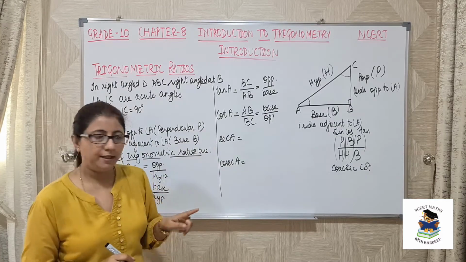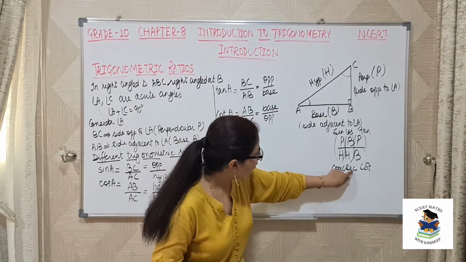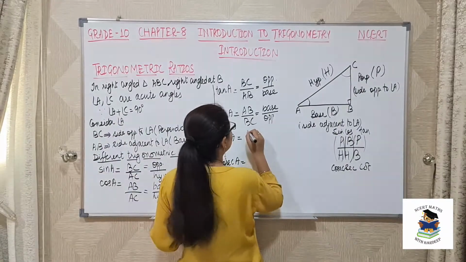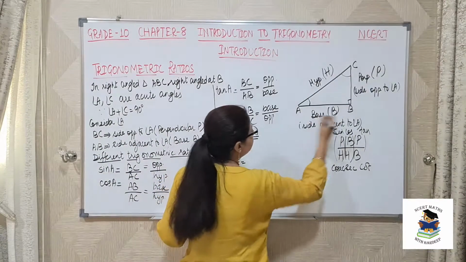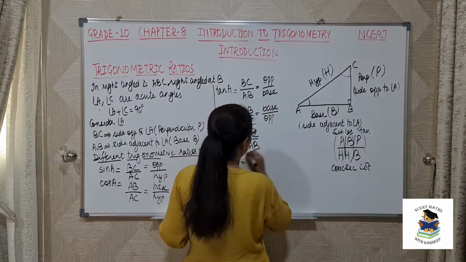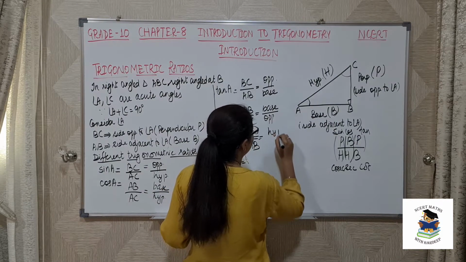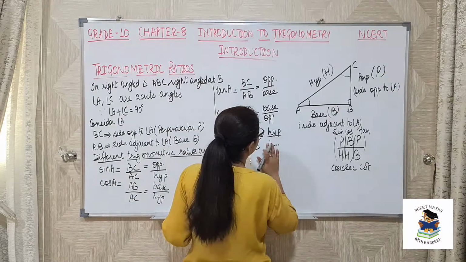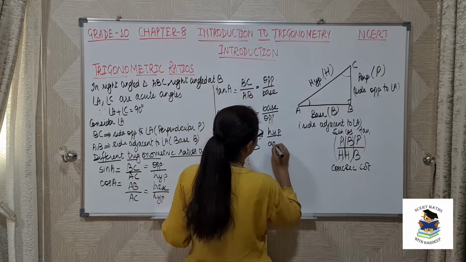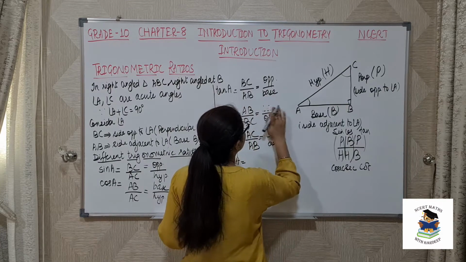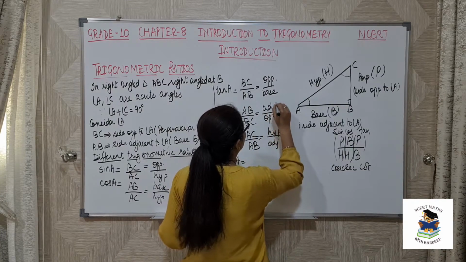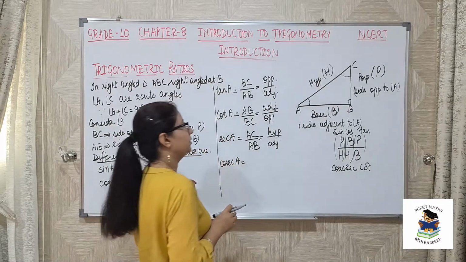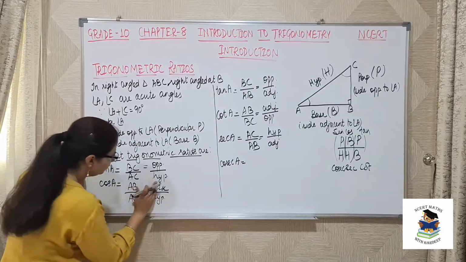Next is secant A. Secant A is hypotenuse over base. So hypotenuse is AC. Base is AB. Okay, so hypotenuse and base, sorry, we will write not base, it should be adjacent. Here also adjacent over opposite. So wherever is base, you should write adjacent. Here also this is adjacent.